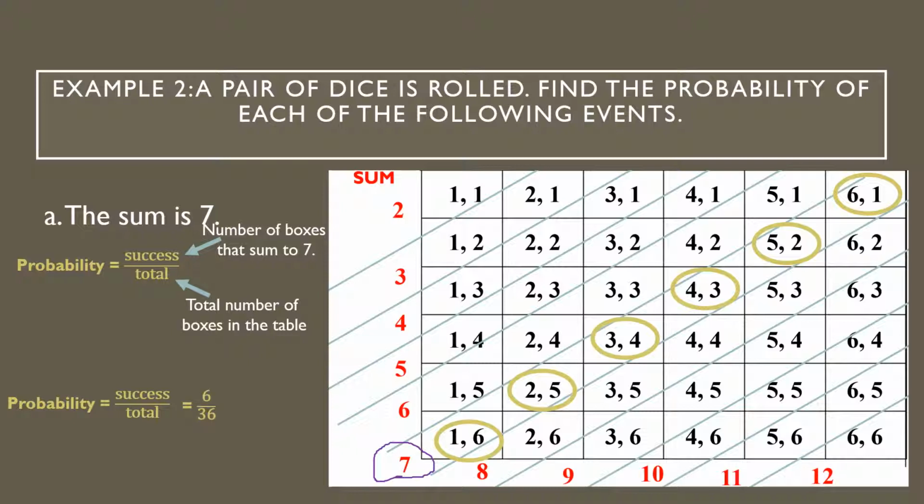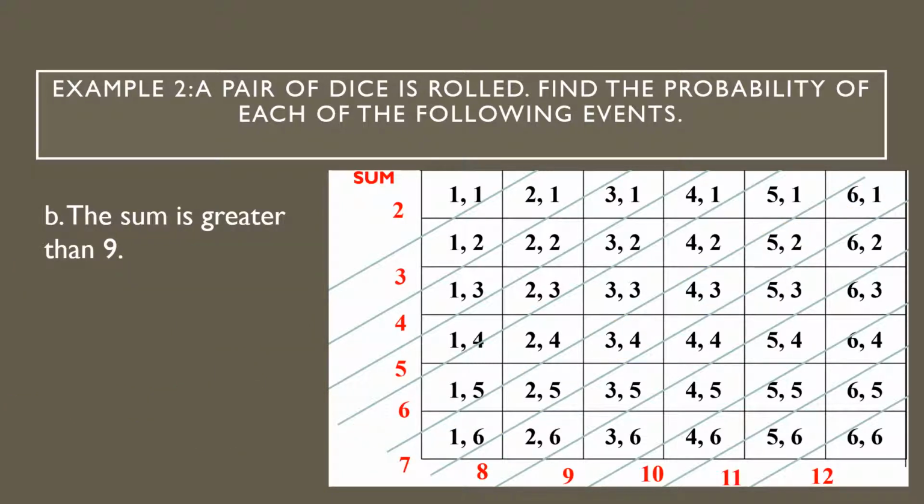So the probability of rolling a pair of dice and the sum is 7 is 6 over 36. You do not need to simplify this on the homework or on the quiz. You can leave it just like this. If you want to simplify this, it's 1 over 6. If you want to simplify it, that's fine, but you don't have to.